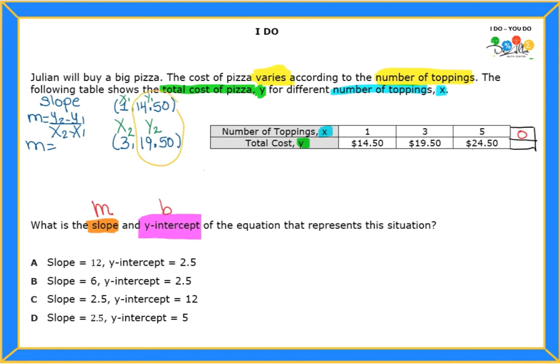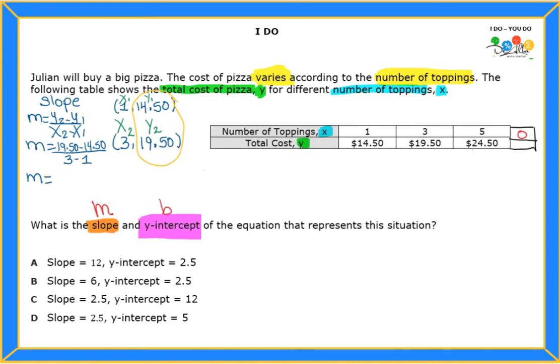Let's circle my y values, because remember, those will be my numerator. Okay, so y sub 2 is 19.50 minus 14.50 over 3 minus 1, because 3 is x sub 2.